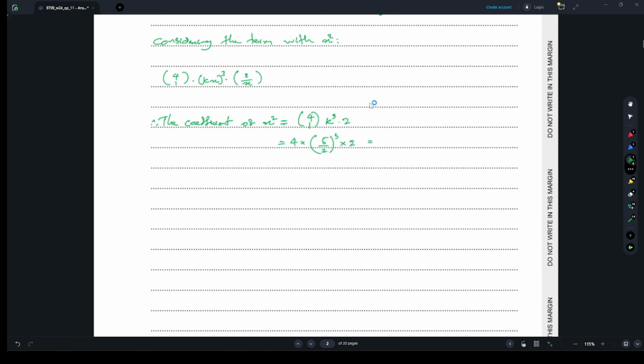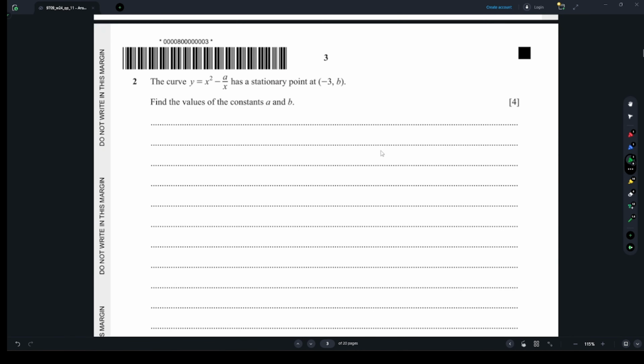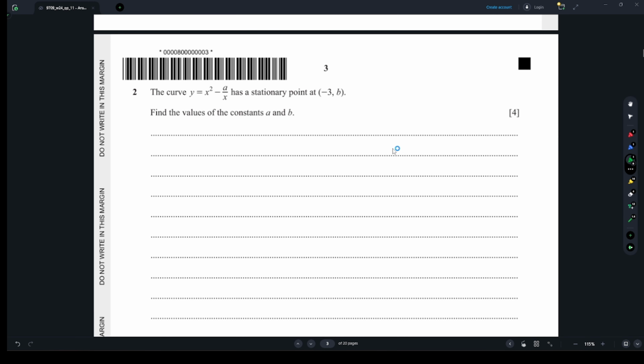Okay, so we will have here, let's check. I was thinking whether I can do it fine, but it's a bit difficult. Okay, 4 times 2 times 5 to the power 3 divided by 2 to the power 3. So 125. Okay, so it's 125. So this is the answer. Right. So I hope you understood that one. Okay, so now let's move to the second question here.